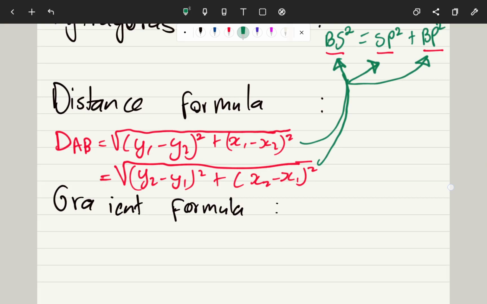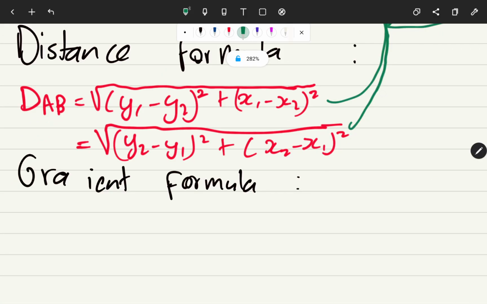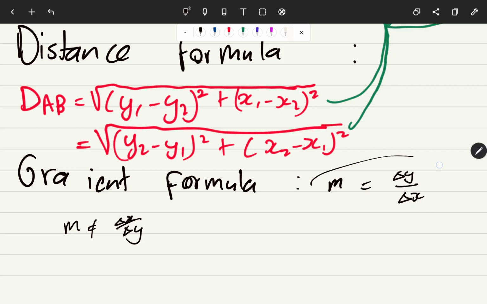Then the last thing on this page is the gradient formula, for which the letter we choose to represent the gradient is m. The gradient formula is change in y over change in x. Back in my time, I used to easily make the stupid mistake of saying my gradient is change in x over change in y. So always remember the right formula for the gradient is change in y over change in x.